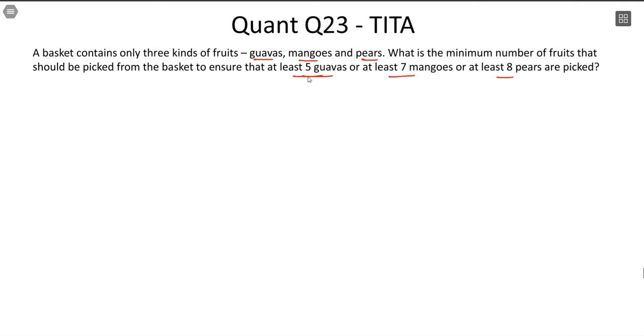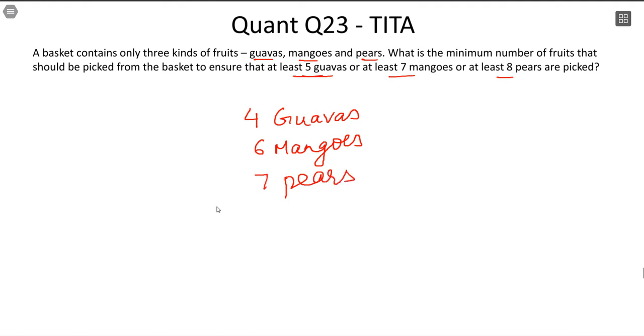If you want to ensure that you have at least 5 guavas, and your kismat or your luck is extremely bad, what would happen? You would end up with 4 guavas. Or you want 7 mangoes, but your luck is bad, you would end up with 6 mangoes. Your luck is extremely bad, you want 8 pears, you would end up with 7 pears. Now you have 4 guavas, 6 mangoes, and 7 pears.